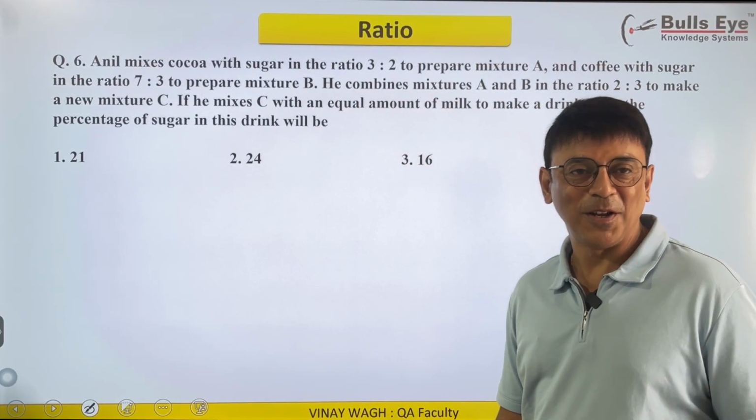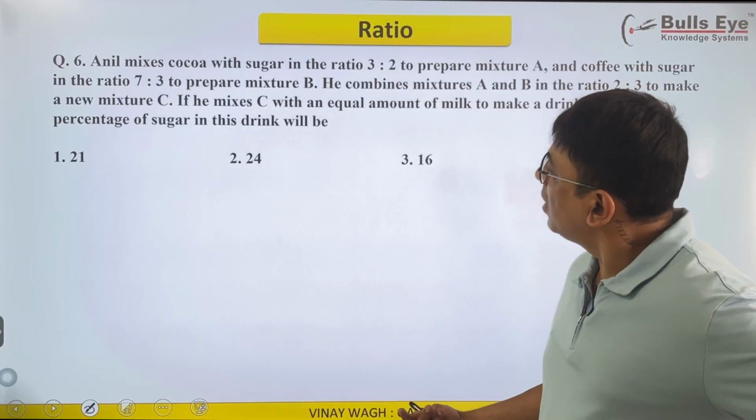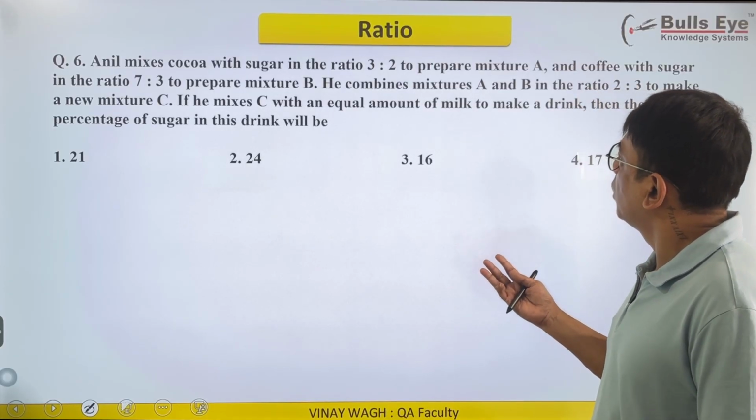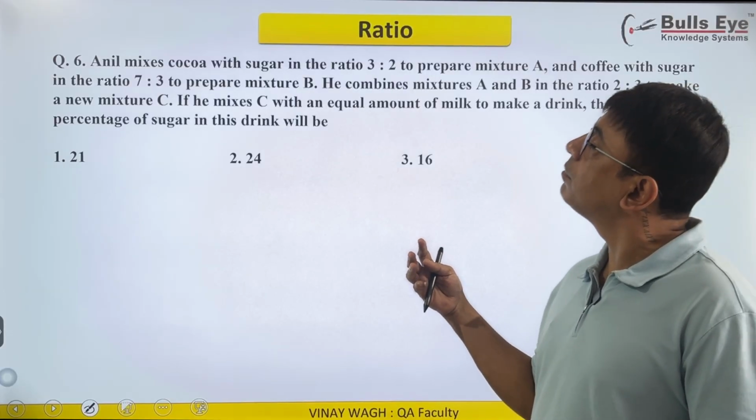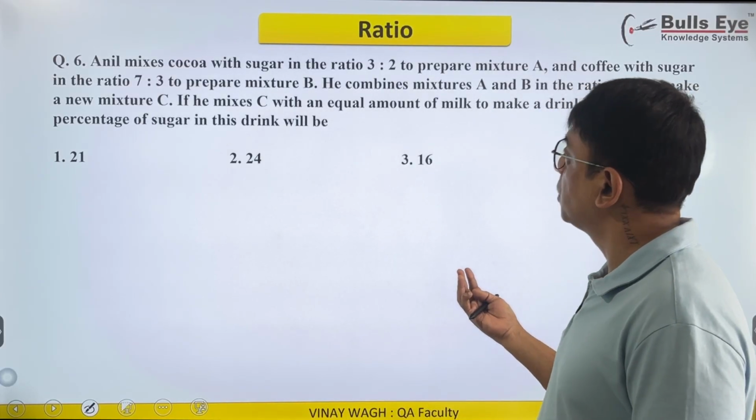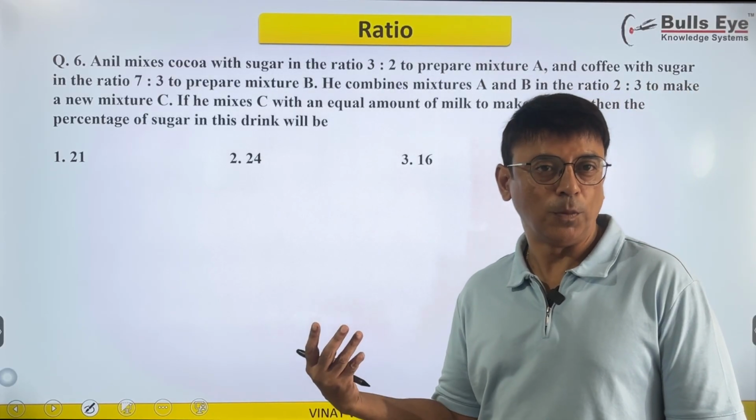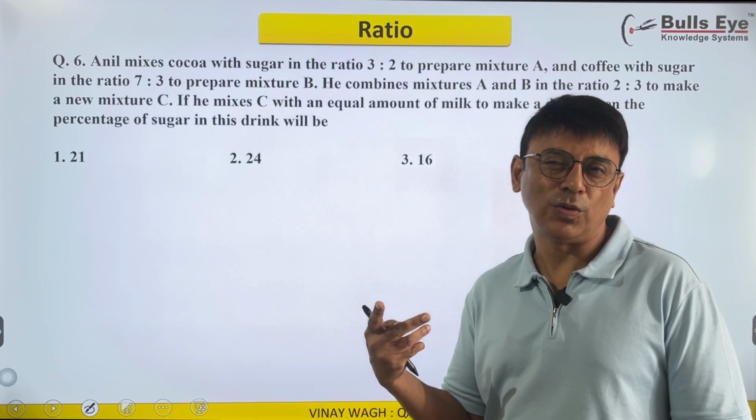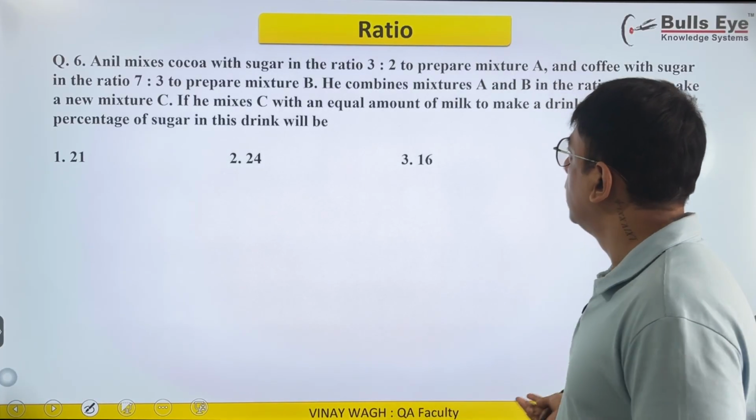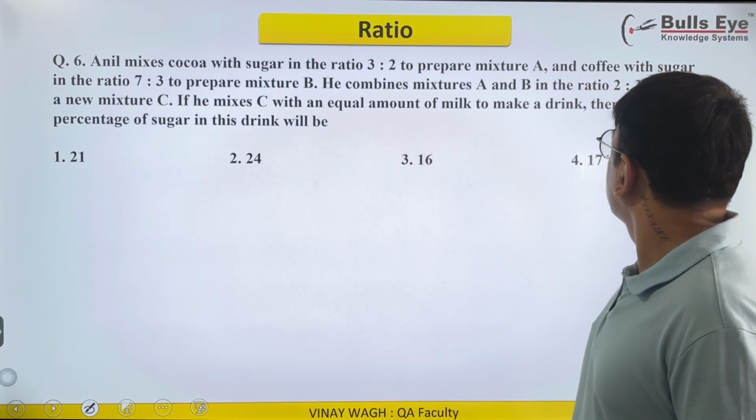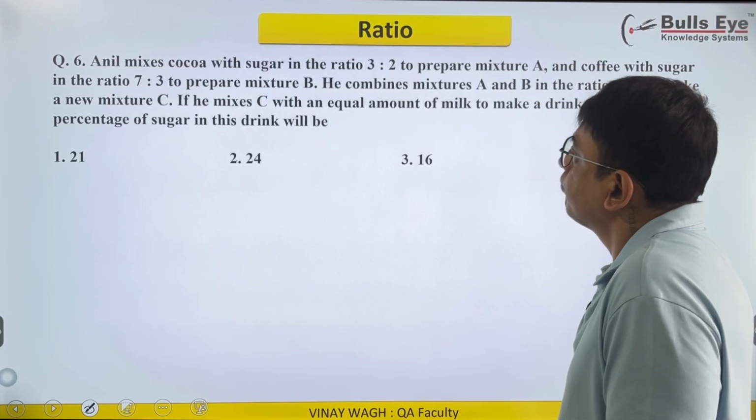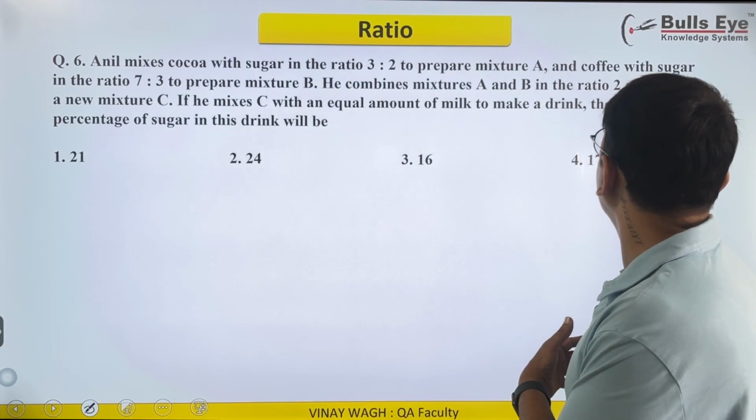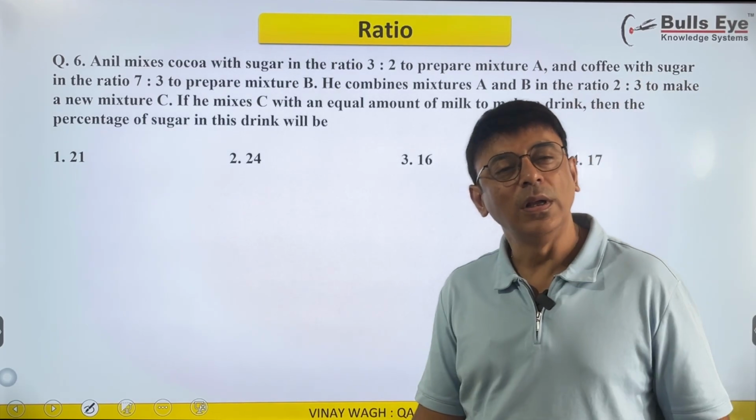The mixtures and replacement has again come up. Anil mixes cocoa with sugar in the ratio of 3:2 to prepare a mixture A. And coffee with sugar in the ratio of 7:3 to prepare a mixture B. So ratio A, ratio B. That's a mixture of coffee and sugar, I guess, and cocoa and sugar. He combines A and B in the ratio of 2:3 to make a new mixture called C. And if he mixes C with equal amount of milk to make a drink, then percentage of sugar.